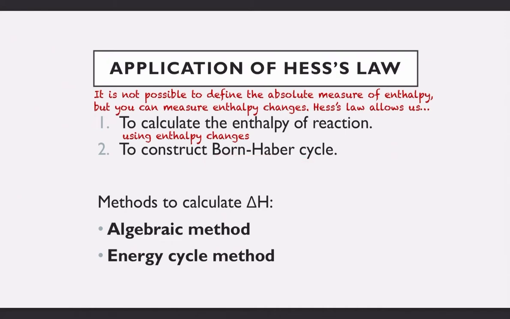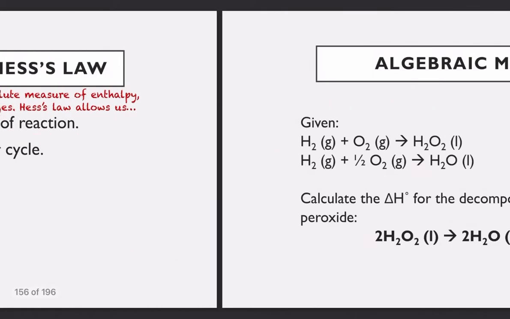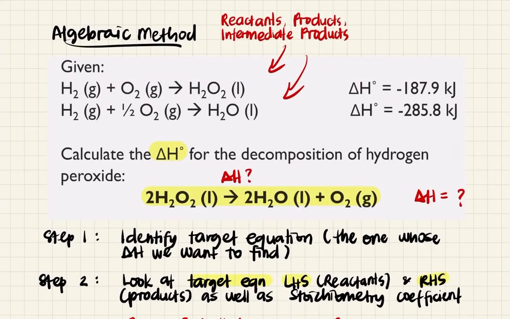So there are 2 methods to calculate our enthalpy change, delta H. They are the algebraic method and the energy cycle method. So we're going to look at the algebraic method first. Alright, so our first example is using the algebraic method.